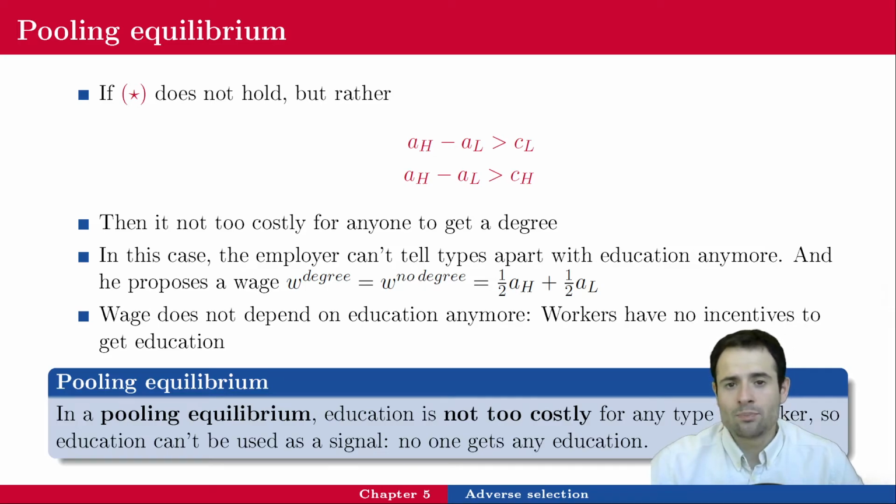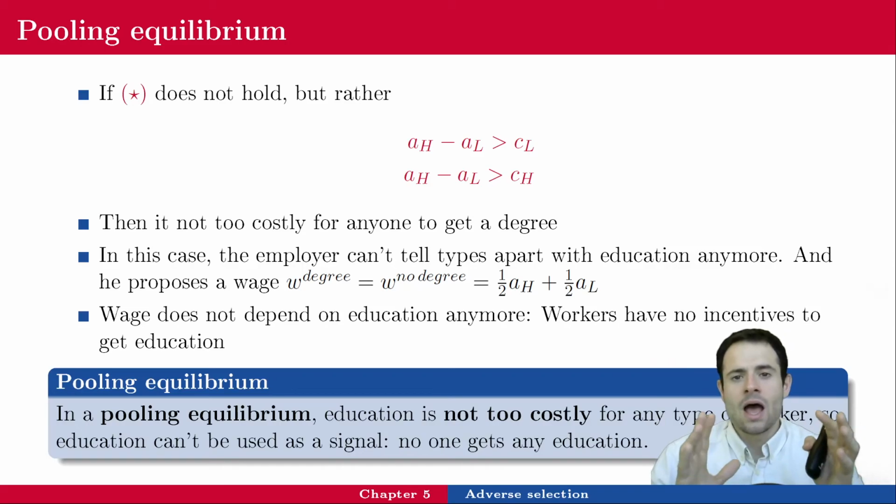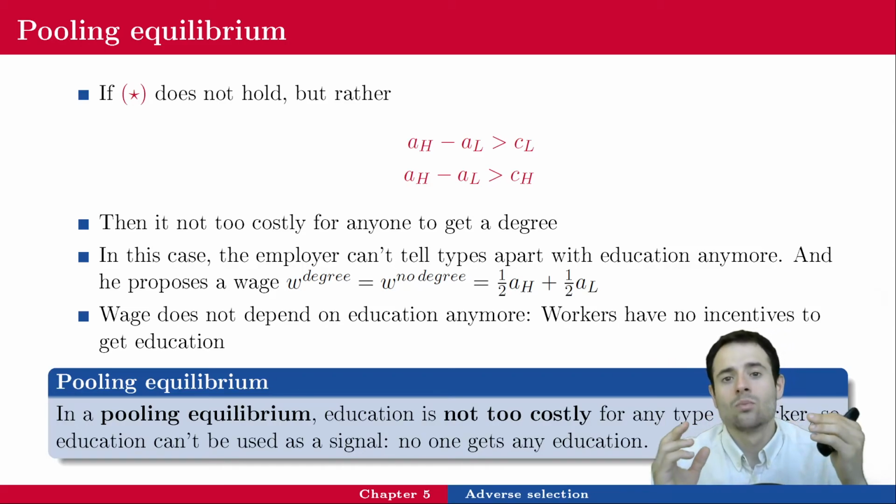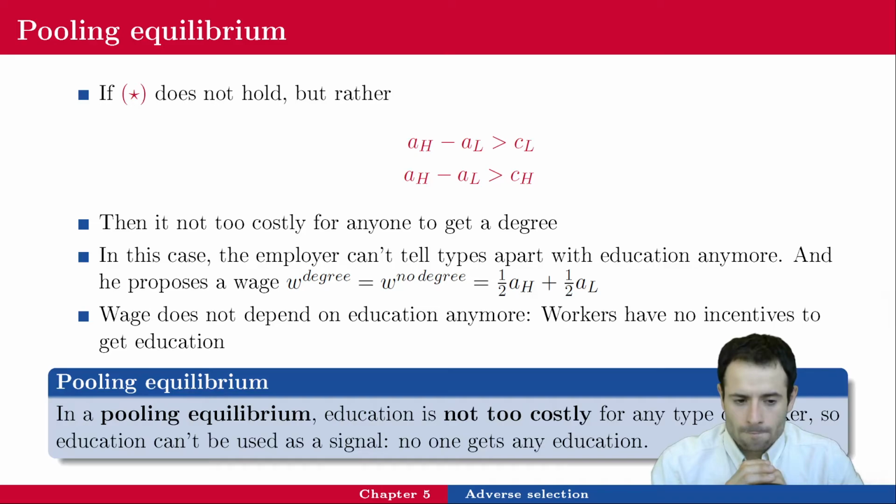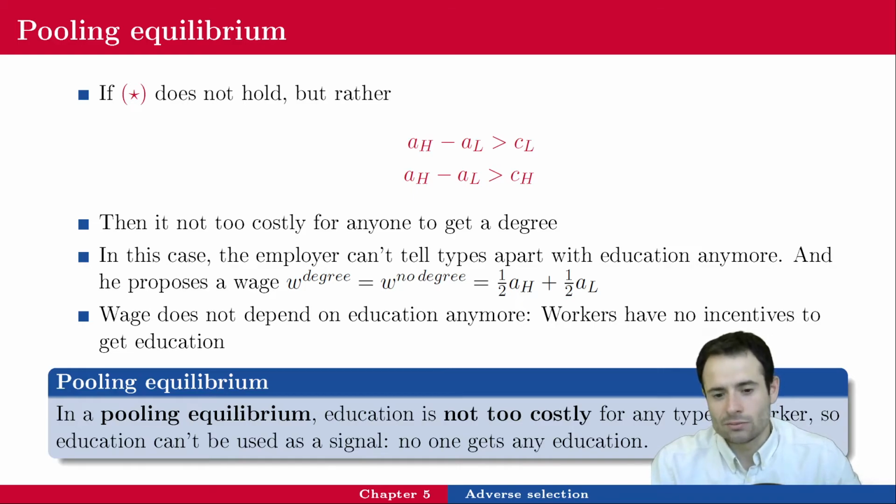And this is what we call a pooling equilibrium, because all the workers, all the applicants are being put in the same pool. In a pooling equilibrium, education is not too costly for any type of worker. So education cannot be used as a signal. No one will get an education.